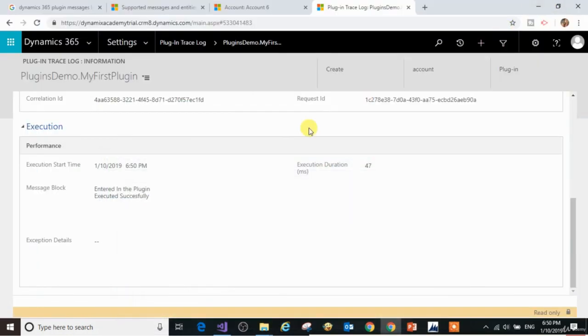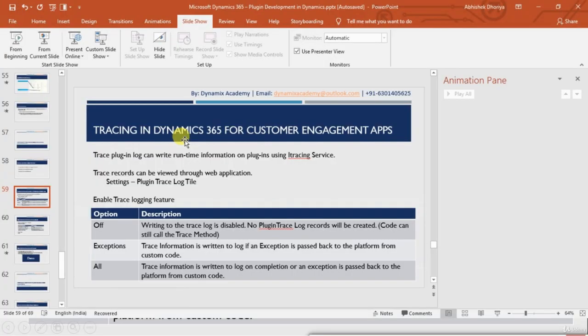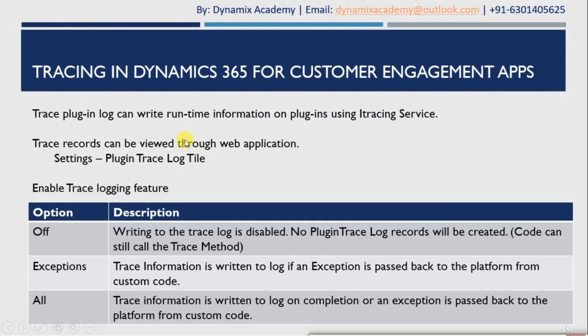So I hope now you will be able to understand how tracing is very helpful whenever you want to debug any plugin. So that is very much important. You first need to enable the tracing from the settings area, and then you can decide what option you can choose, and from where you can see the trace log files. So that's all about tracing in Dynamics 365.